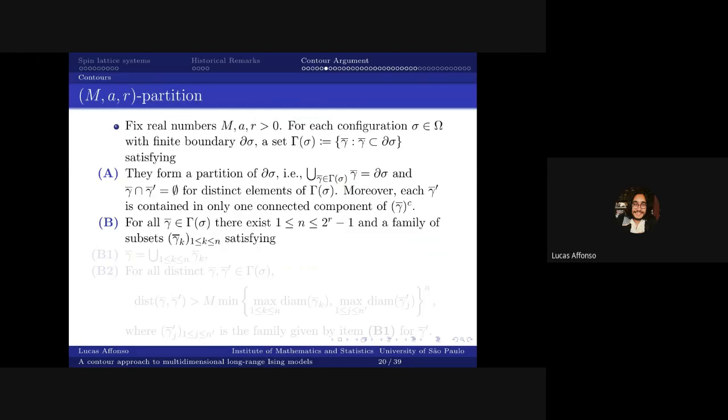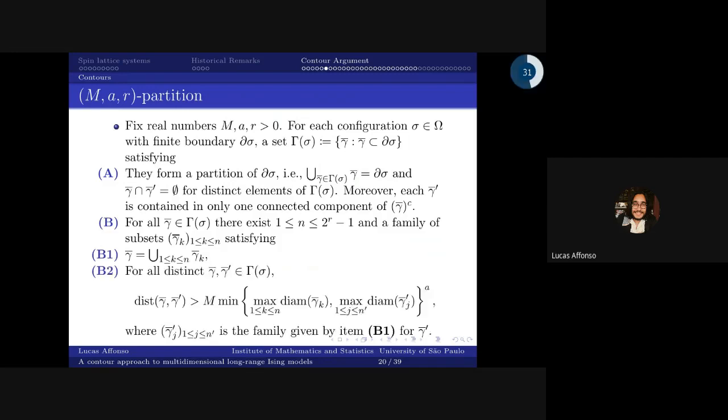Okay, and then the next condition is an anti-fragmentation condition. It tells us that for all members of this partition, you can break the set into a finite amount of subsets, and this number n should be bounded by 2 to the r minus 1. Where the first thing is that they should give you all the gamma, the overlying gamma, and they should satisfy a rather technical condition on the distance. Okay, I will explain now what this means with an example, with 2 examples.